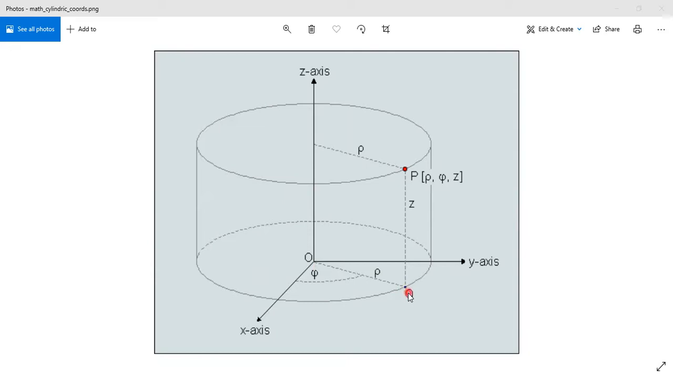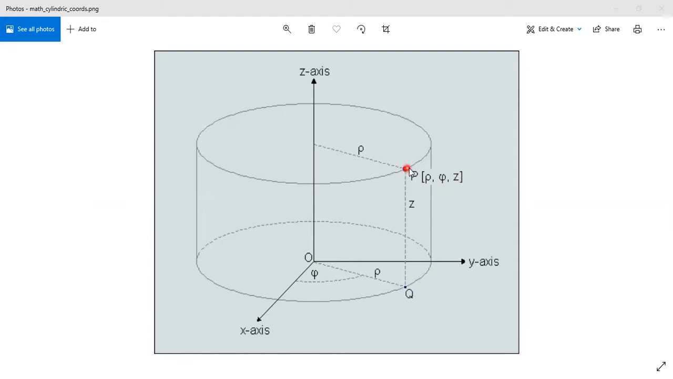Now the angle between this line and the x-axis is called phi. And it is measured from the x-axis, so I assume it is measured in the anti-clockwise sense. So phi is the angle between the x-axis and the line joining the origin and point Q. This is phi. And what is z?